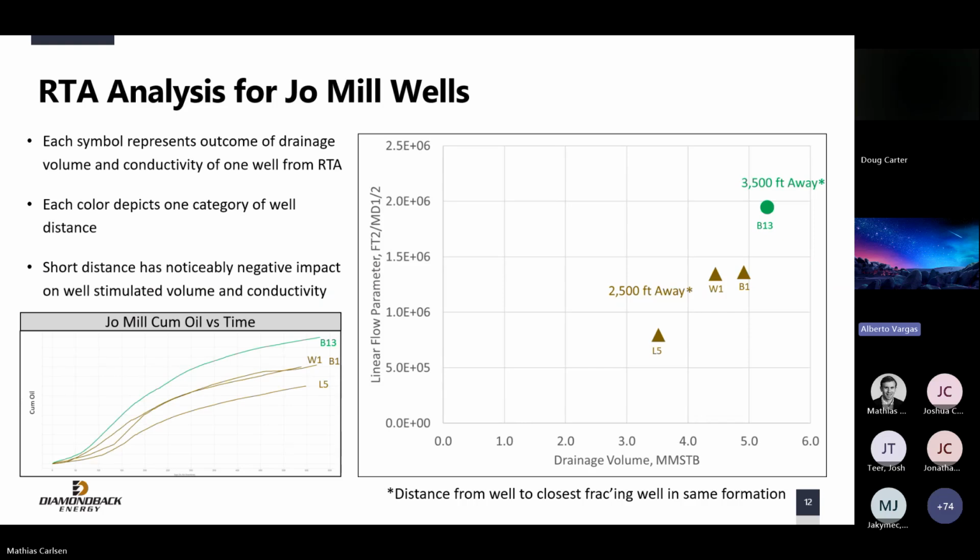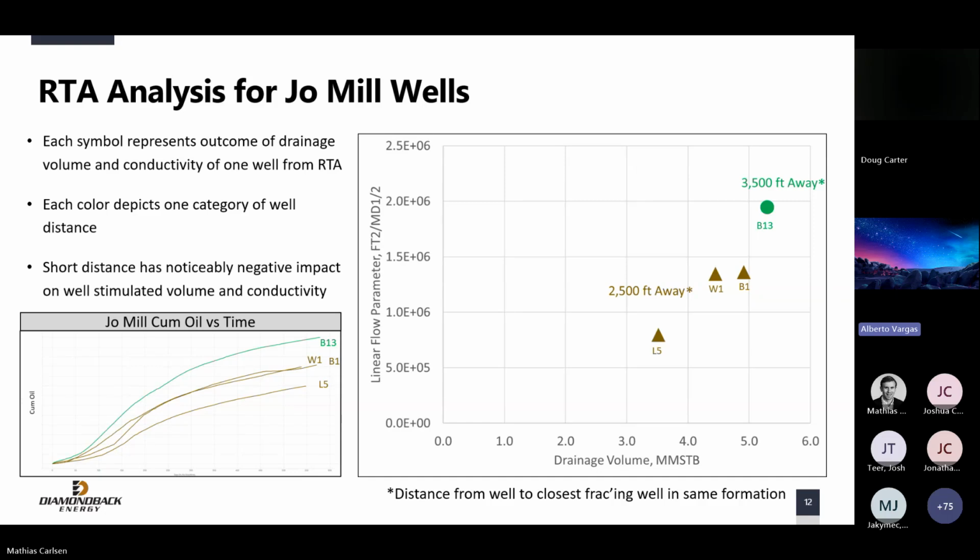Because we only have 3 Middle Siberian wells in this section, let's directly begin with our Jomel wells. Here on the right, we have plotted linear flow parameter LFP on the vertical axis against drainage volume on the horizontal axis. Each data point on the plot is 1 well, labeled by name, color-coded by the distance. Particularly, green 3,500 feet means the distance between this well and the nearest frac well in the same bench. We realized that shorter distance significantly reduces drainage volume and conductivity.